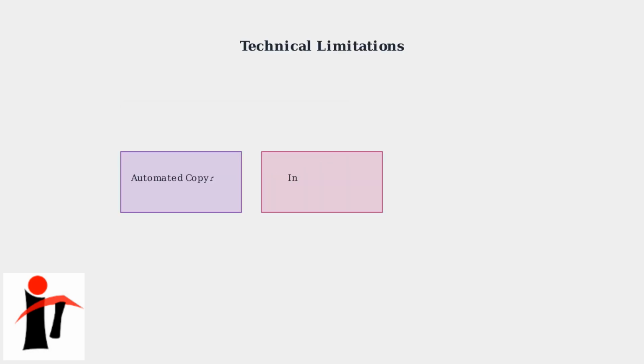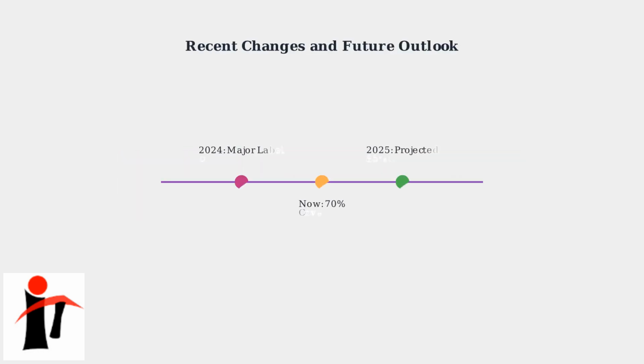Technical factors also limit music availability. Automated copyright detection systems sometimes block legitimately licensed content. Incorrect song information can prevent tracks from appearing in searches, and app cache problems can limit access to the music library. Recent licensing disputes have temporarily removed songs from major artists like Taylor Swift and Drake in certain regions.